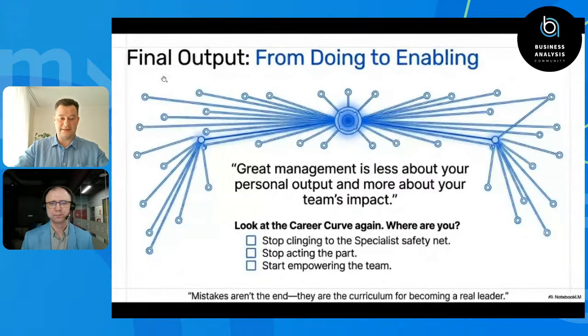And from us, guys, we want to highlight one more interesting thought. Great management is less about your personal output and more about your team's impact. So please think about that and remember that. When you become a manager, or if you are a manager right now, please take this wise thought into account and act from the concept of vision that we discussed today. Please avoid these 5 system leadership mistakes, and your maturity will grow step by step.